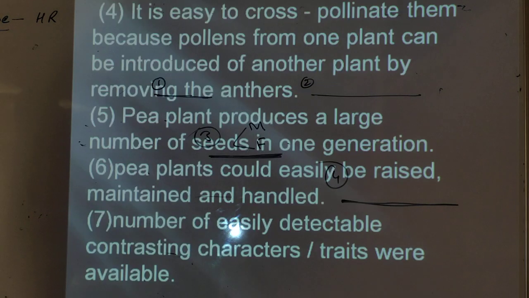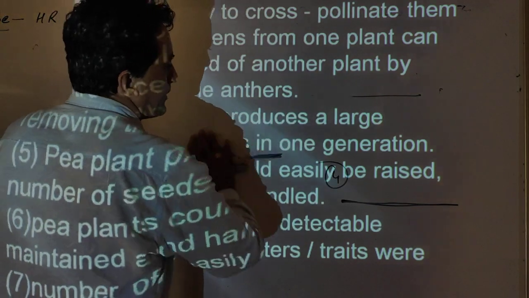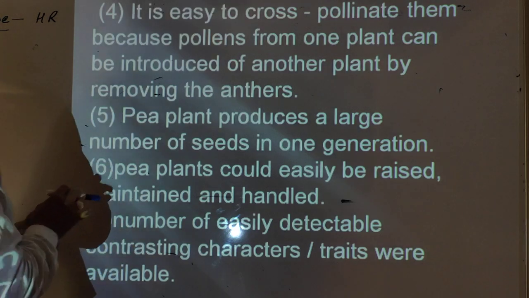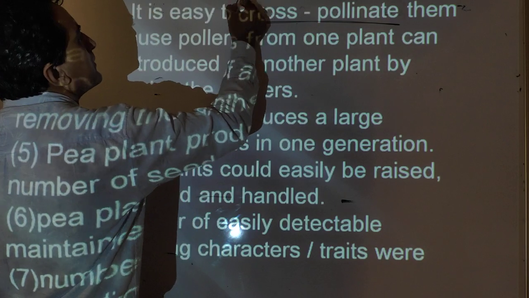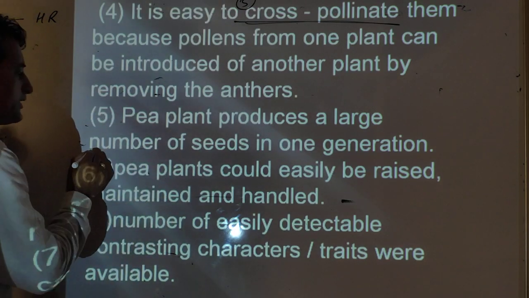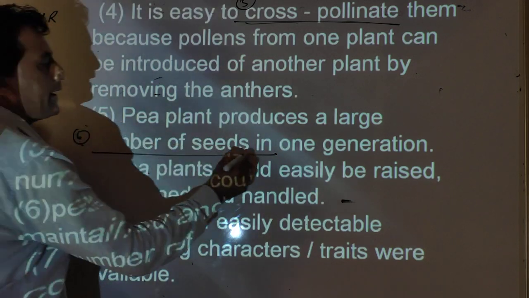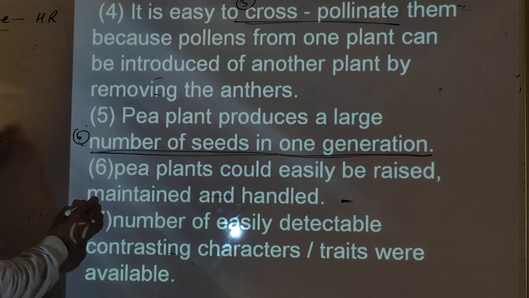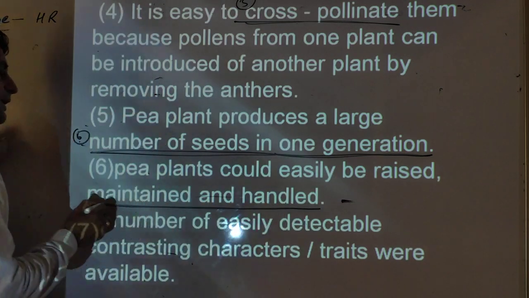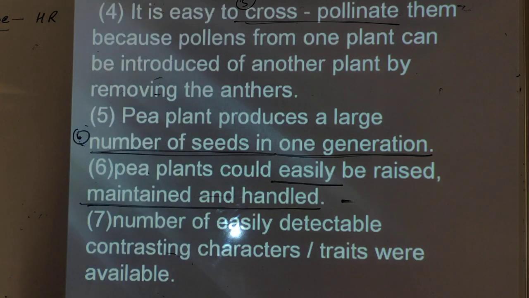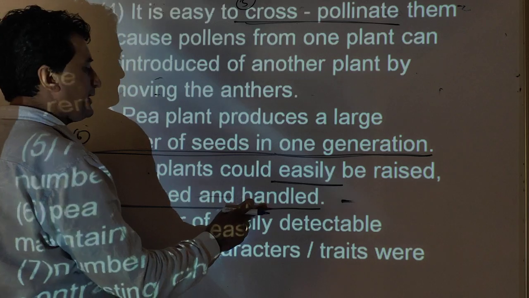Next, another term is here, cross-pollination. It means first annual, second short life, third bisexual, fourth self-pollinating. If you want, then you will conduct the cross-pollination by the artificial process also. And they produce a large number of seeds in one generation. एक ही जनरेशन में large number of seeds produce करता है. Pea plants could easily be raised, maintained and handled. इनके लिए maintain करना और handle करना कोई ज्यादा महंगा नहीं है. Easy process, easy to handle as well as maintain the plants, easy to maintain and handle of these plants.